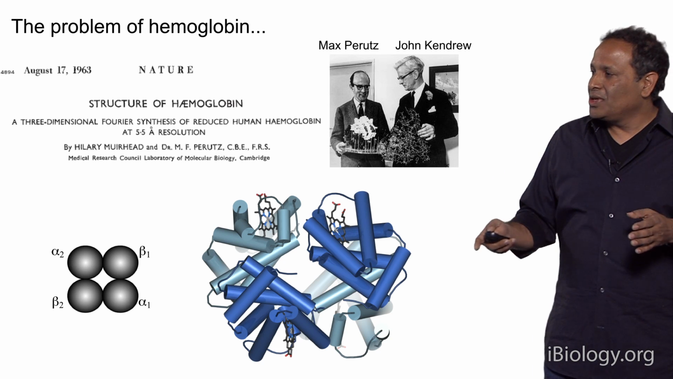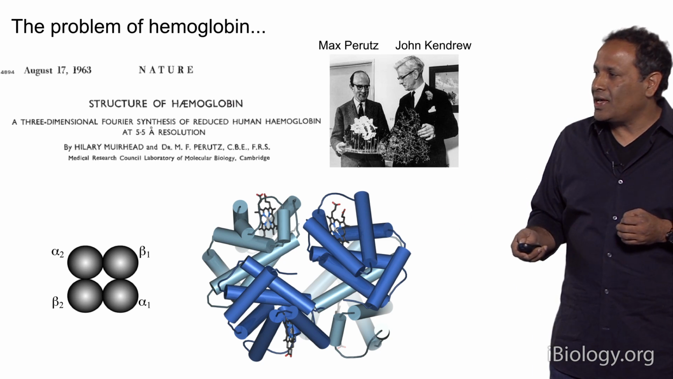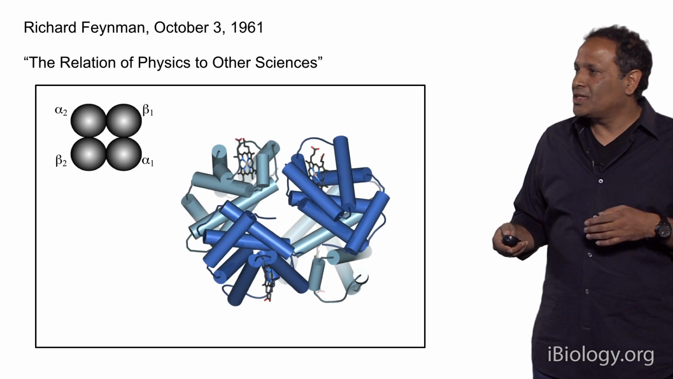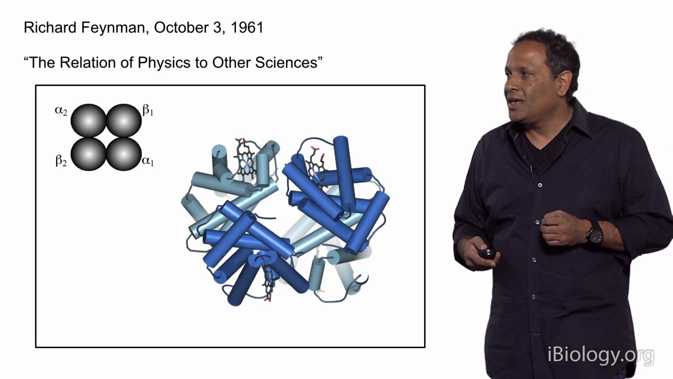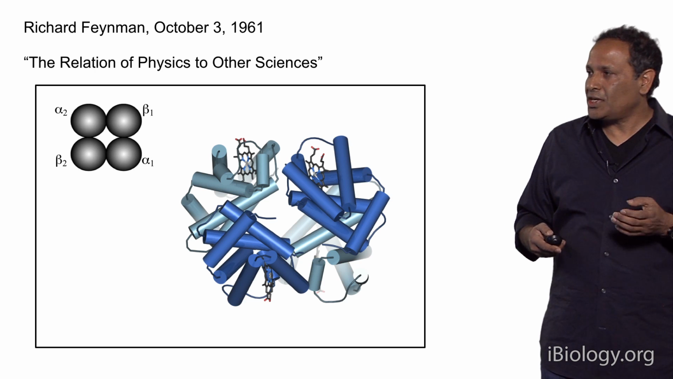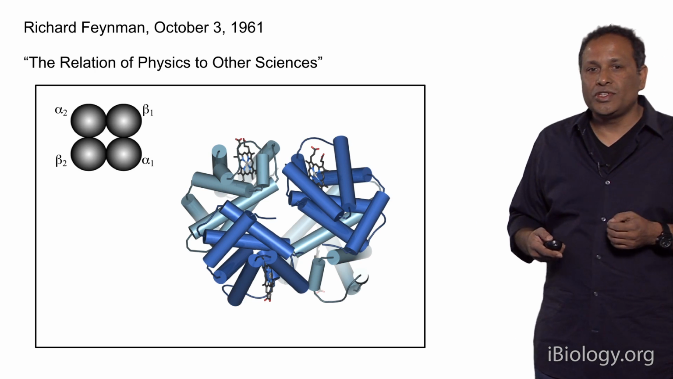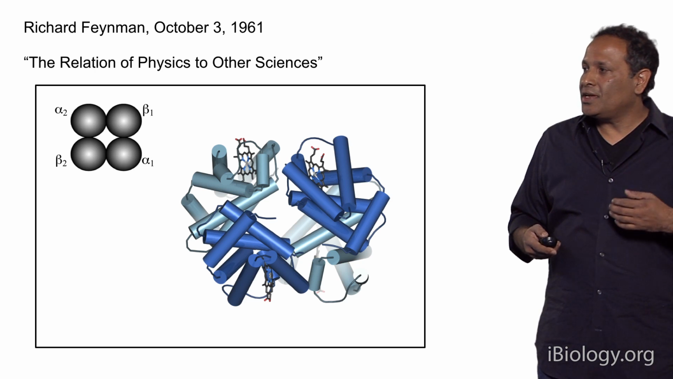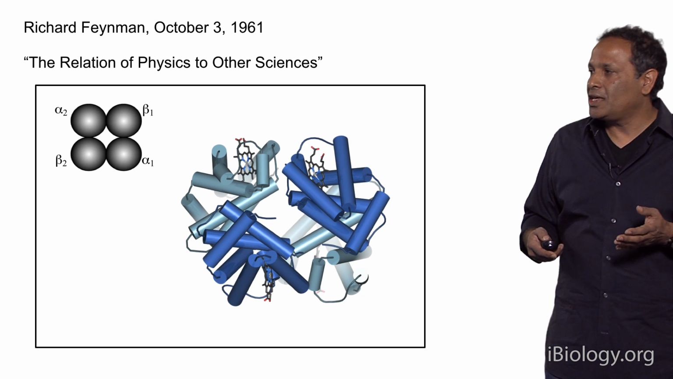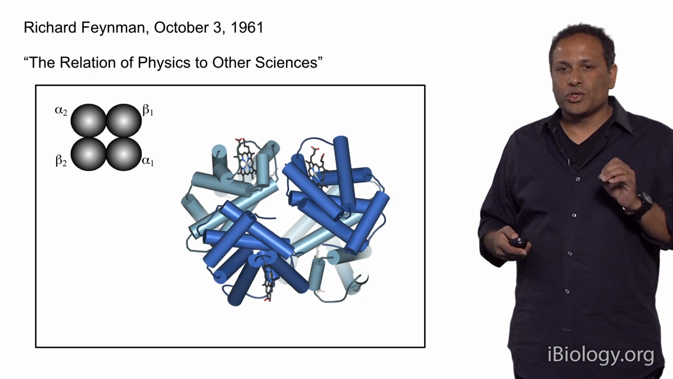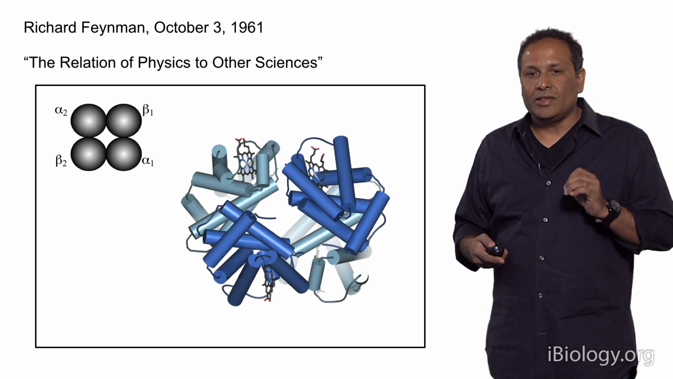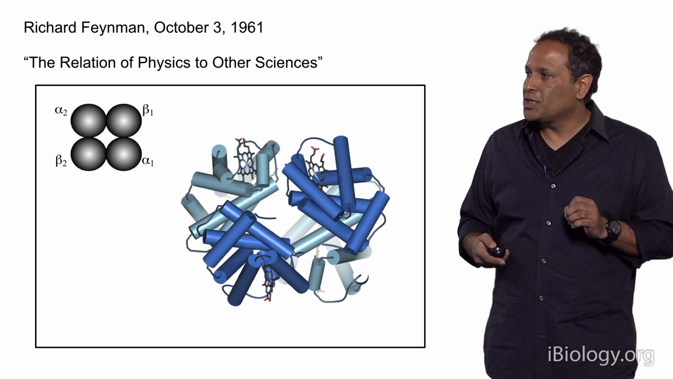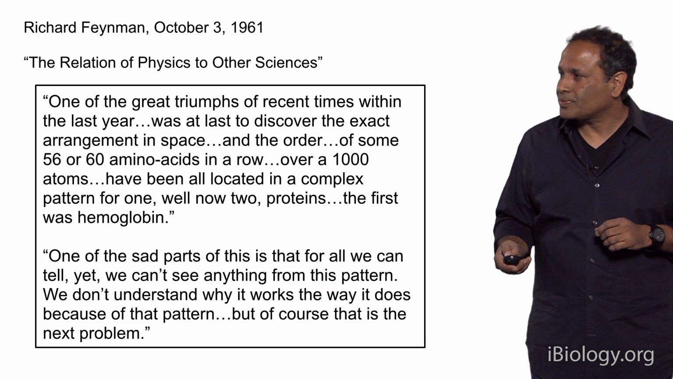Now, to illustrate the nature of this problem, I'm actually going to let someone else tell you the nature of the story. It turns out that the great physicist Richard Feynman in the early 60s gave a lecture called The Relation of Physics to the Other Sciences, which actually was recorded. And in this lecture, he addresses this problem of hemoglobin. And I'm going to play a short audio clip that, according to Feynman, illustrates the nature of this problem. So let's listen to Richard Feynman, and we'll come back in just a minute.